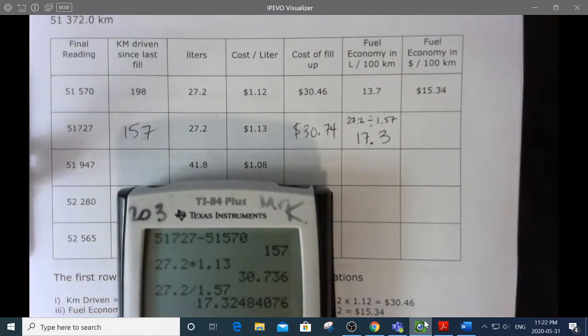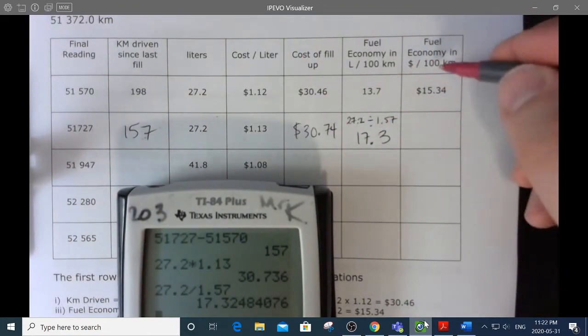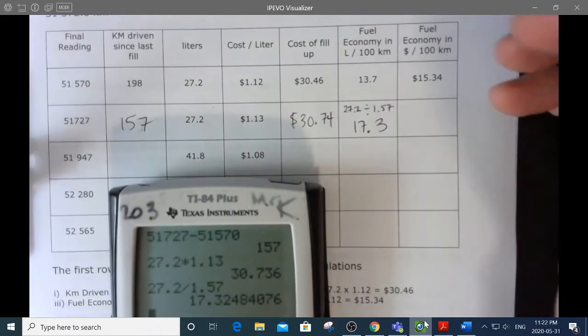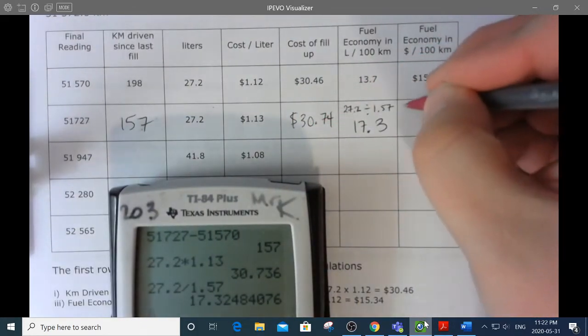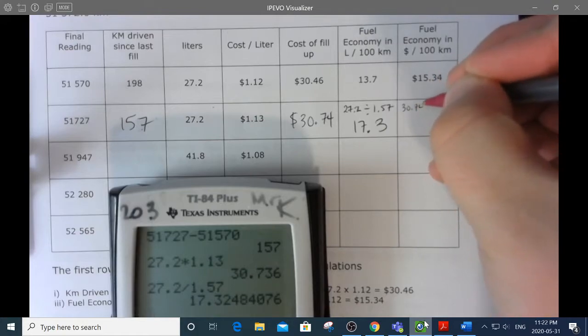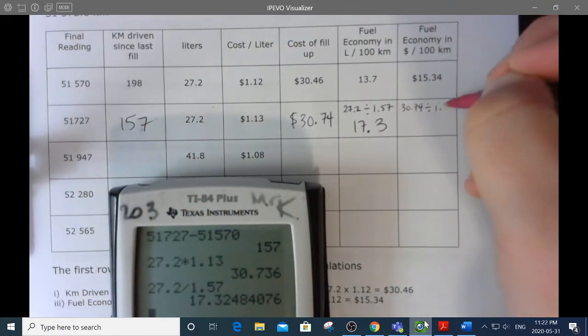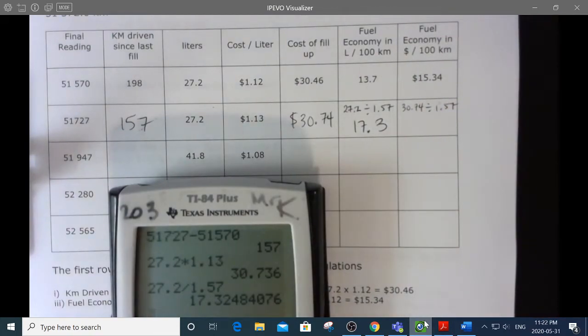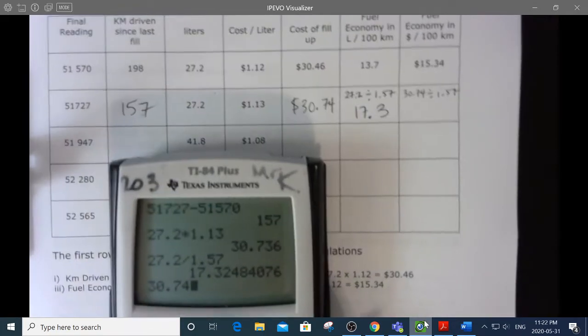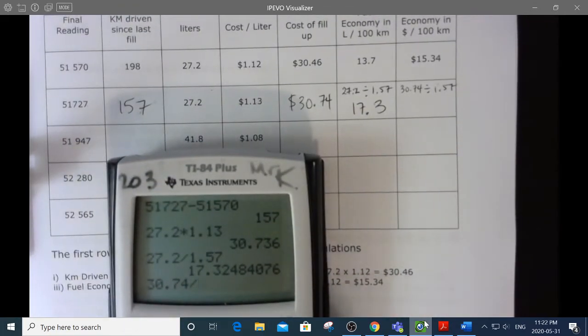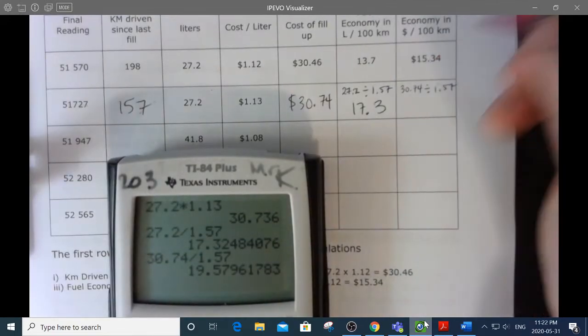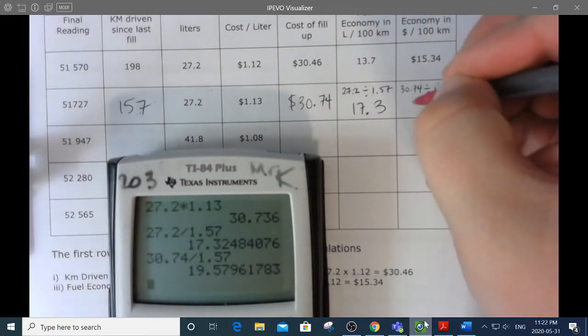liters per 100 kilometers. And the fuel economy in dollars per 100 kilometers, well, okay, it cost me $30.74 to drive 157 kilometers. So that's 30.74 divided by 1.57, and that's going to be $19.58.